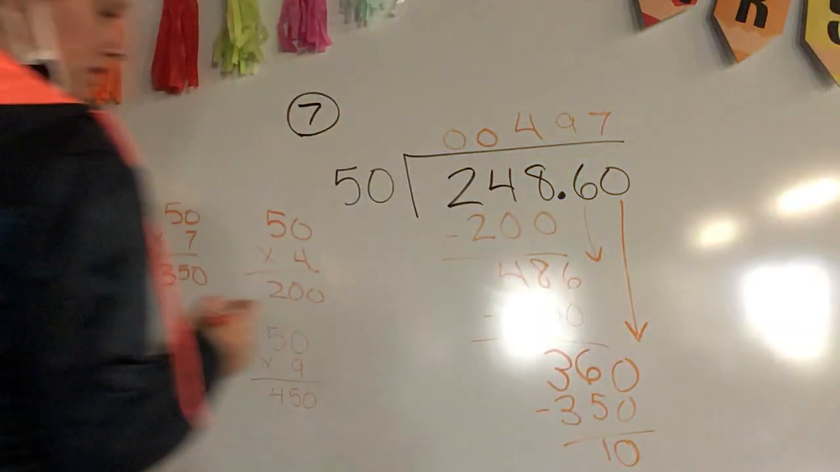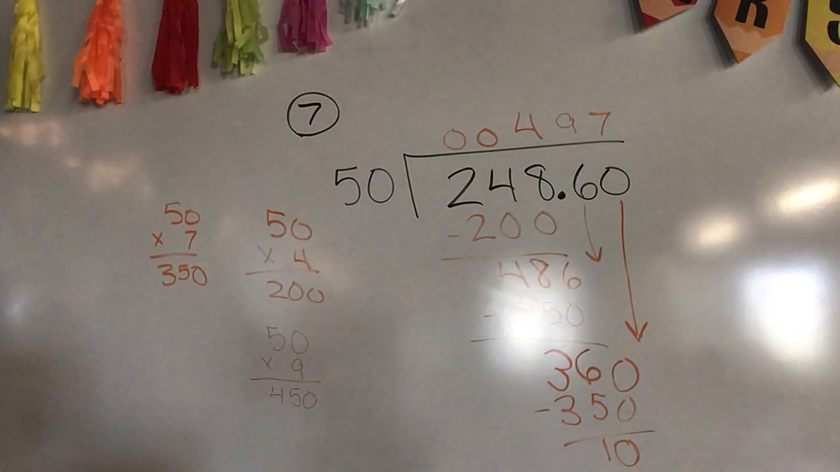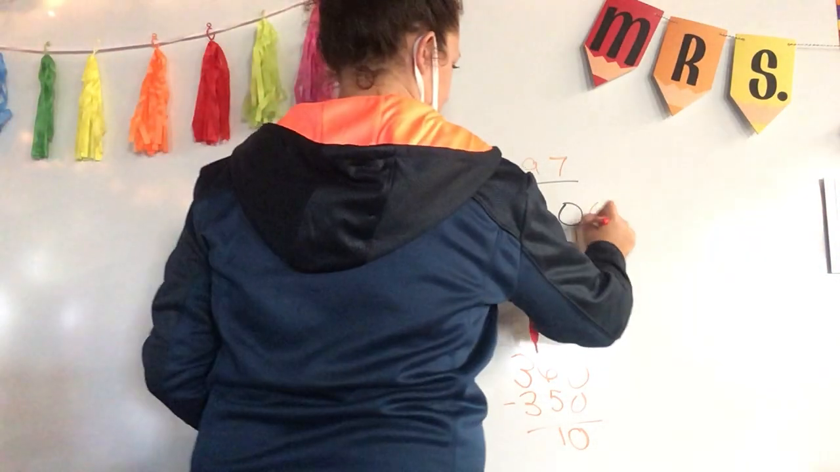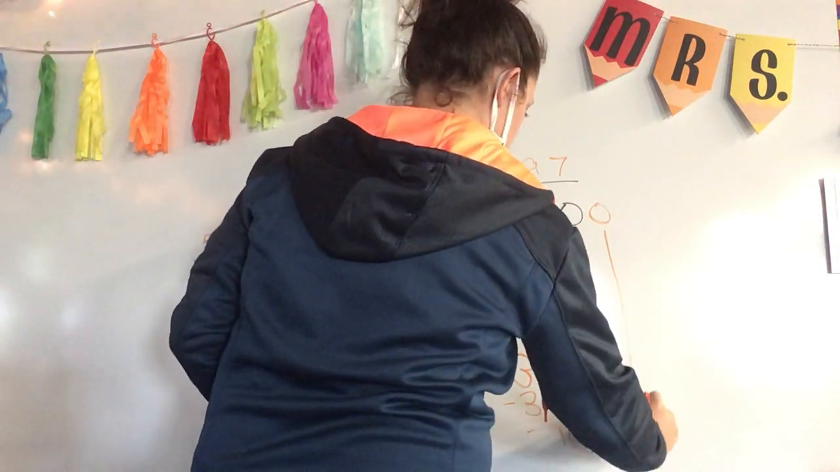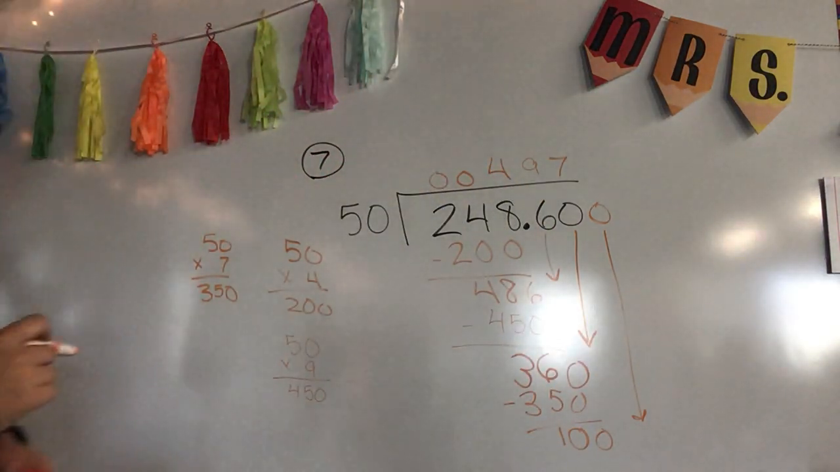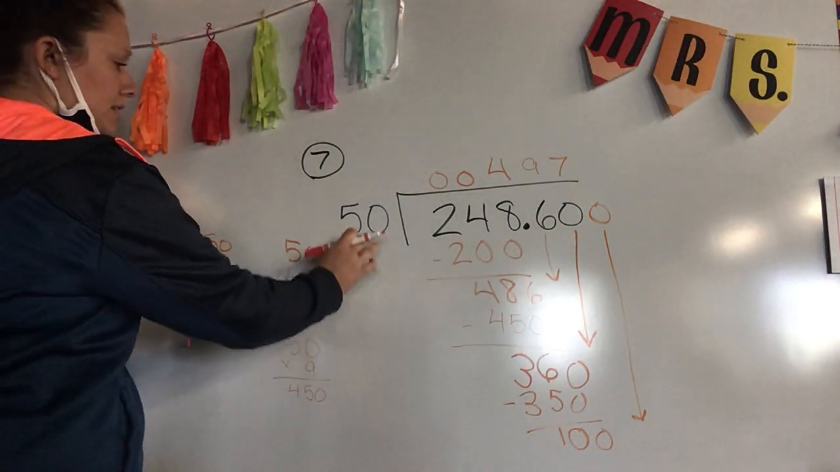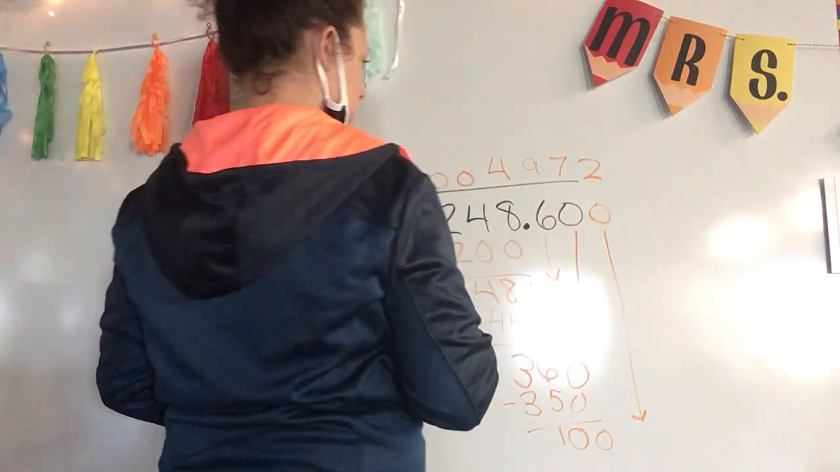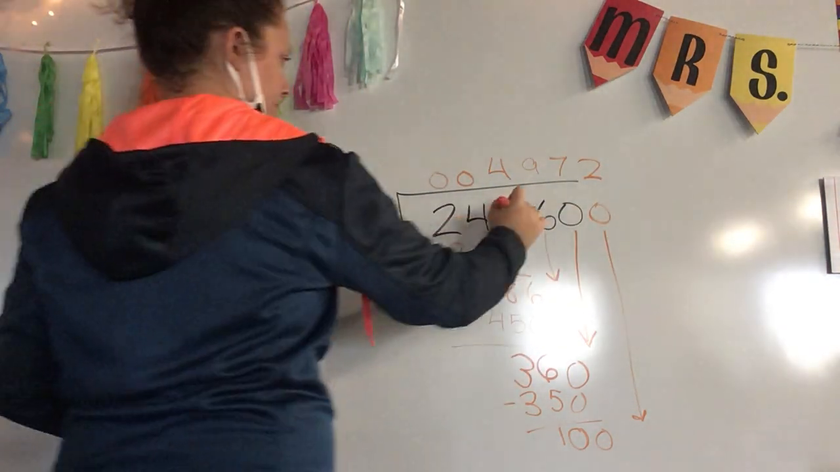Well done. You guys are doing good. You guys are on a roll. And then I need to have another what? 0. Yeah. Do I add a decimal? No. Why wouldn't I add a decimal yet? You already have one. Oh, I already have one. 100 divided by 50 is 2. And I take my decimal straight up.